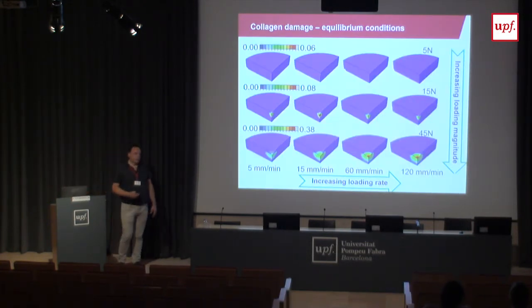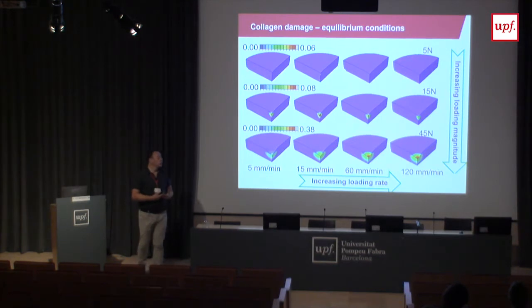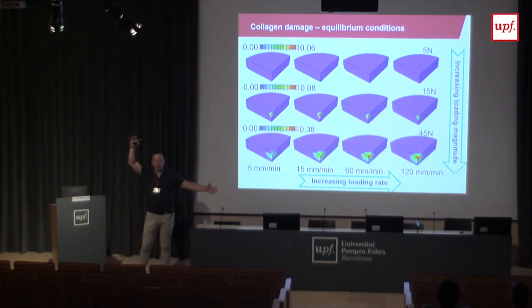Now you can also do that for not only different loading rates, which is on the horizontal axis, but also for different loading magnitudes on the vertical axis. And you see that if you do it very slowly and with not that much load, you have no damage. And if you do it faster, you develop more damage because it gets more red. But also, if you do more excessive loading, of course, you get more damage.